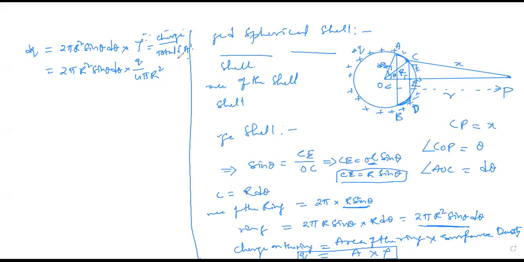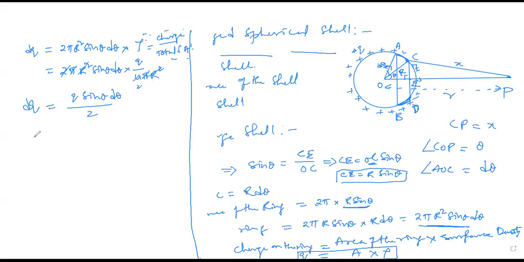After simplifying, the charge present on this ring will be written as, after cancelling, two times will go, and we are left with Q sine theta d theta divided by 2. Like this, this is the charge. So now we got the charge on this particular ring.